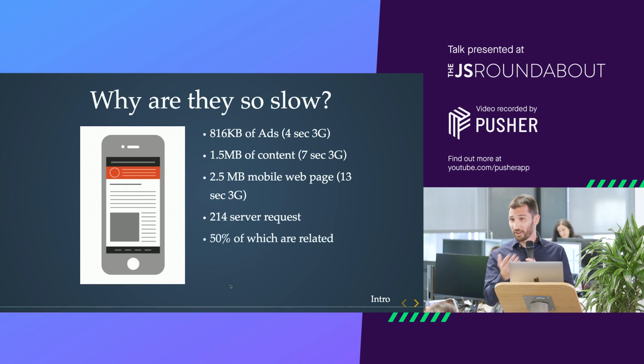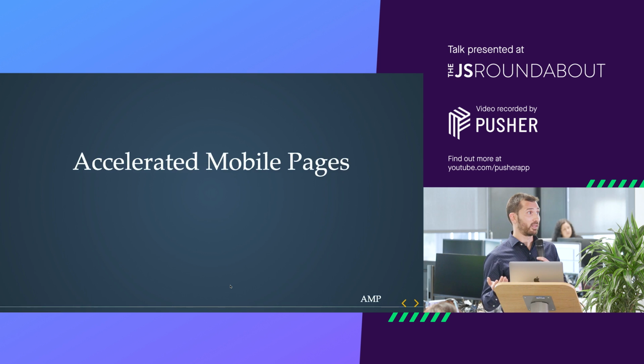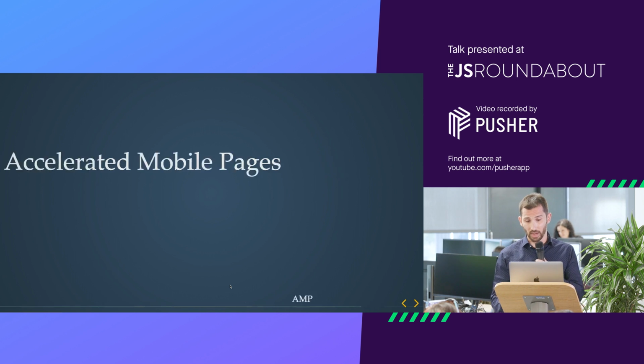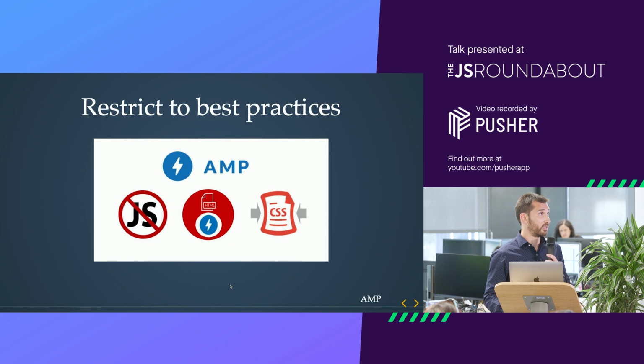You said 15 seconds, I found 13, but that's slow, all of them. And on average, we are making about 200 server requests every time we load the app, and half of them are related. So the question is, how can we fix this?